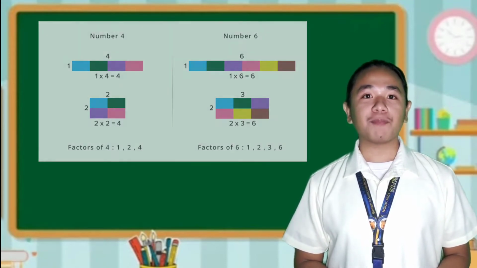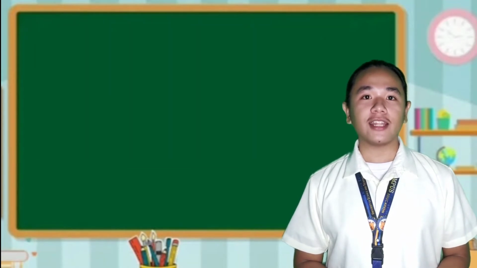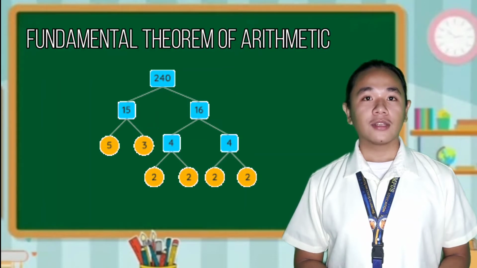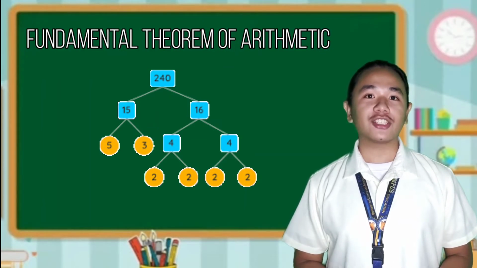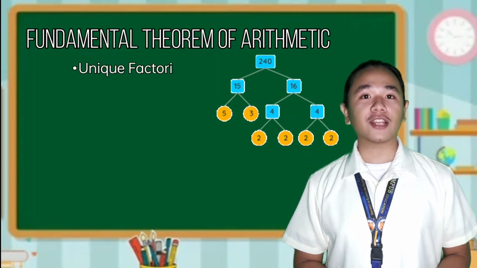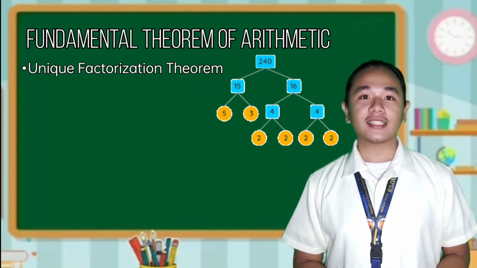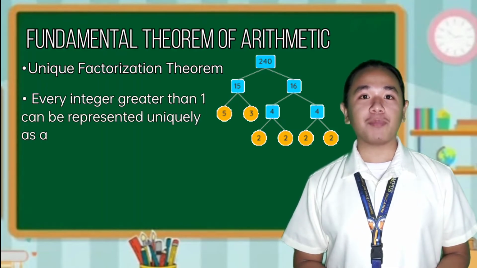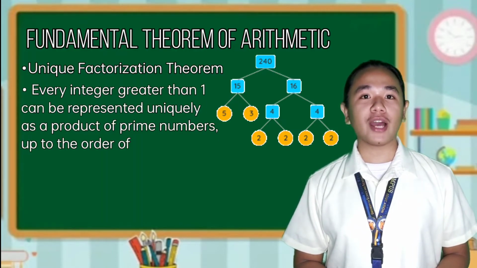This idea is important and we use it in a theorem called the fundamental theorem of arithmetic. So plus for additional knowledge, the fundamental theorem of arithmetic, also called the unique factorization theorem, states that every integer greater than 1 can be represented uniquely as a product of prime numbers up to the order of the factors.